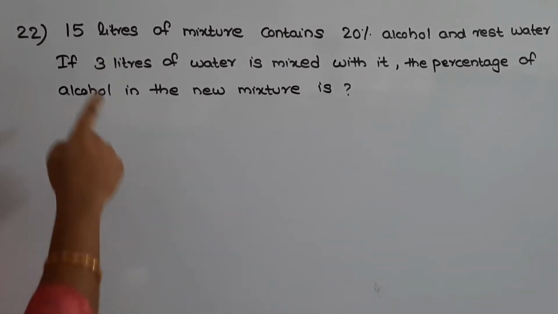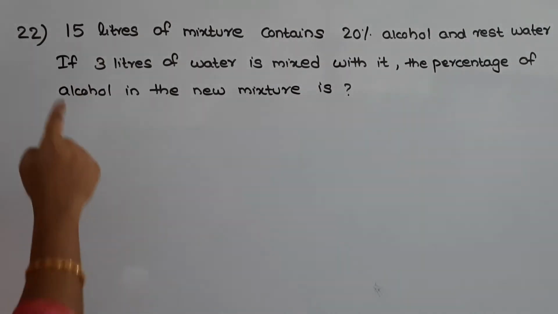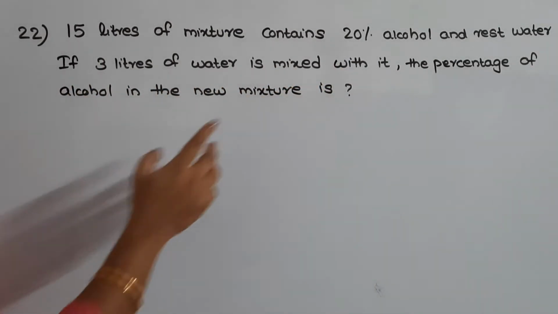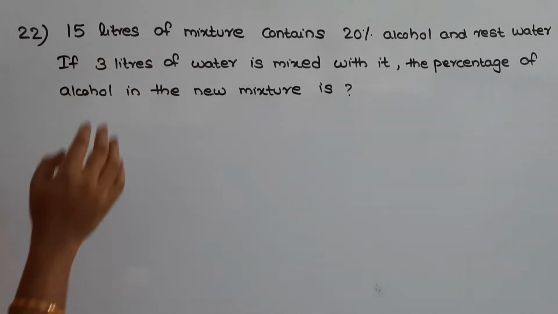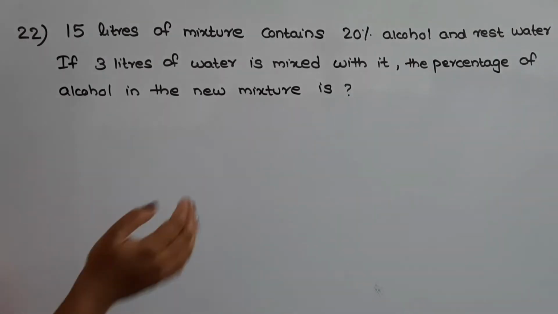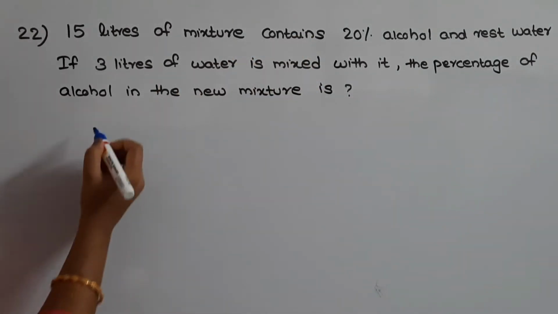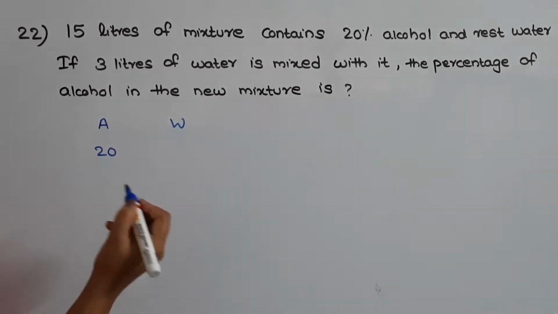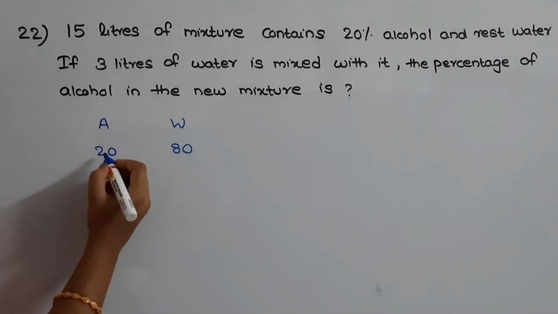The next question is, 15 liters of mixture contains 20% alcohol and rest water. If 3 liters of water is mixed with it, the percentage of alcohol in the new mixture is? So in this question they are telling that in a mixture of 15 liters of alcohol and water, there is 20% alcohol. If alcohol is 20%, what will be the water? Water will be 80%.